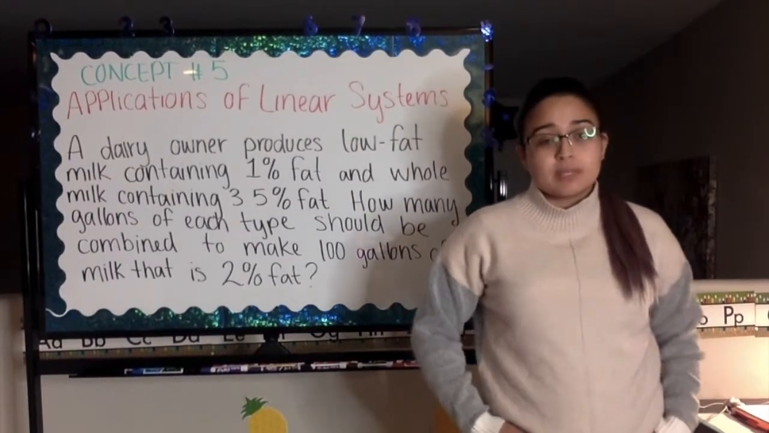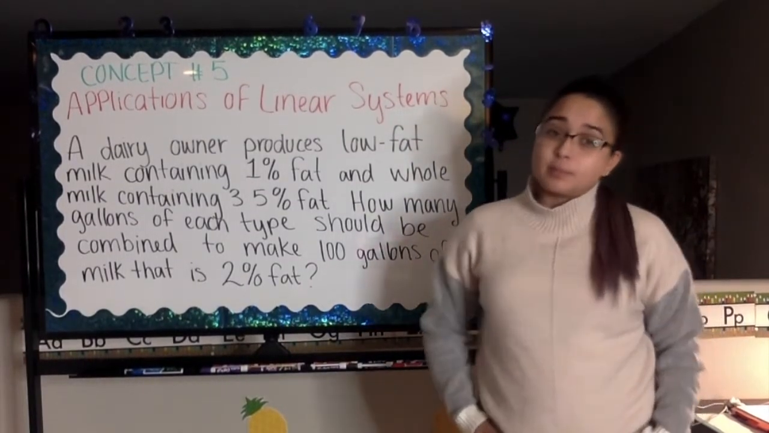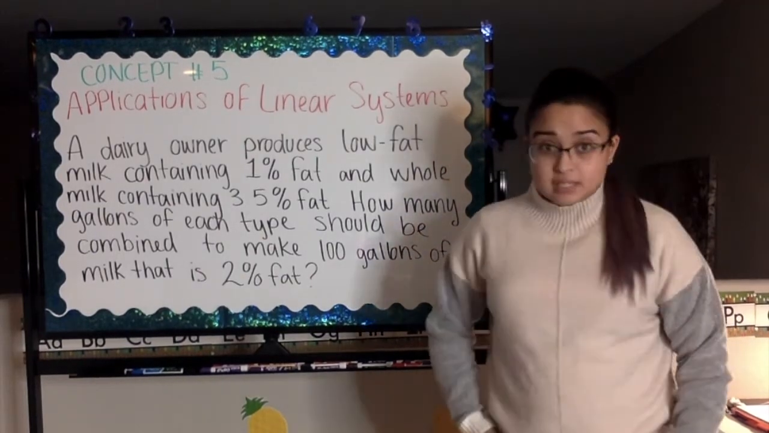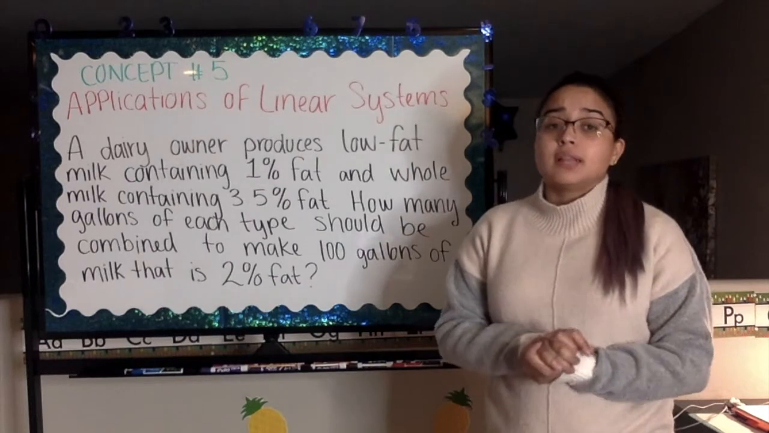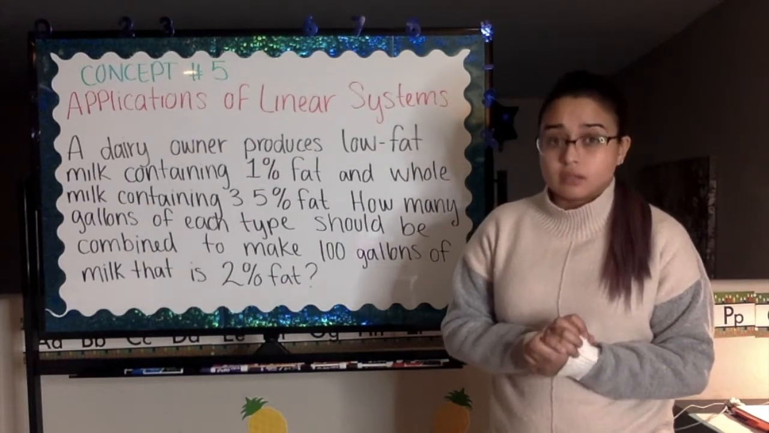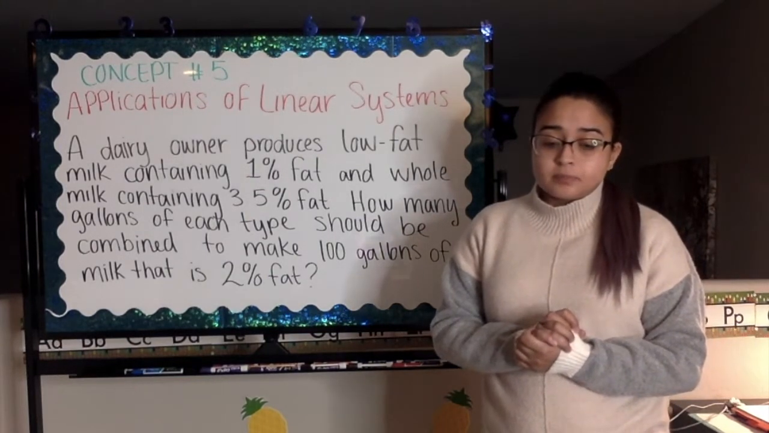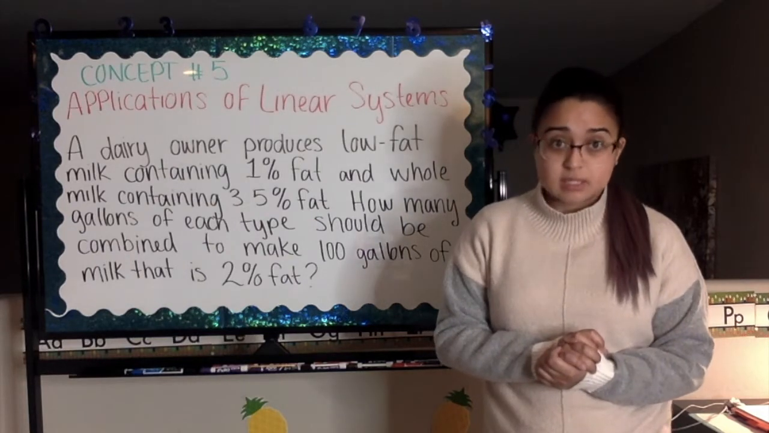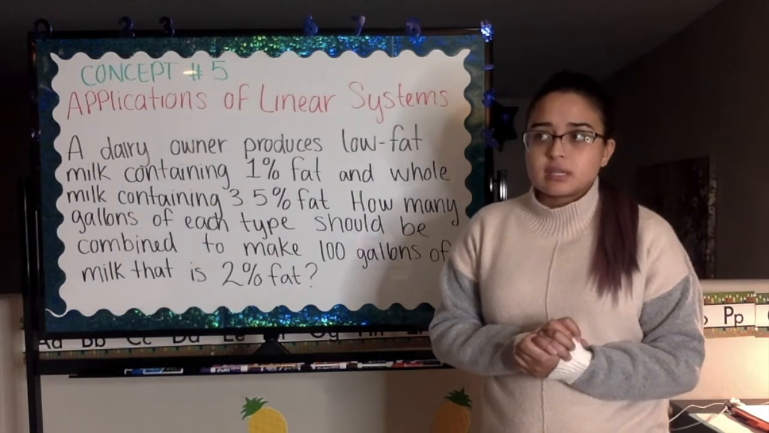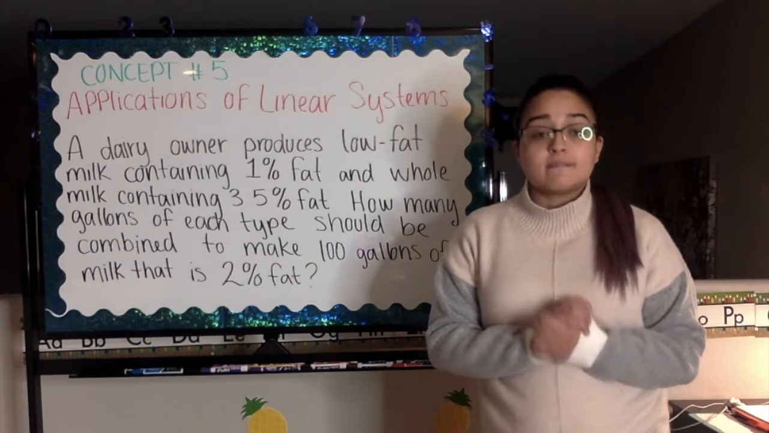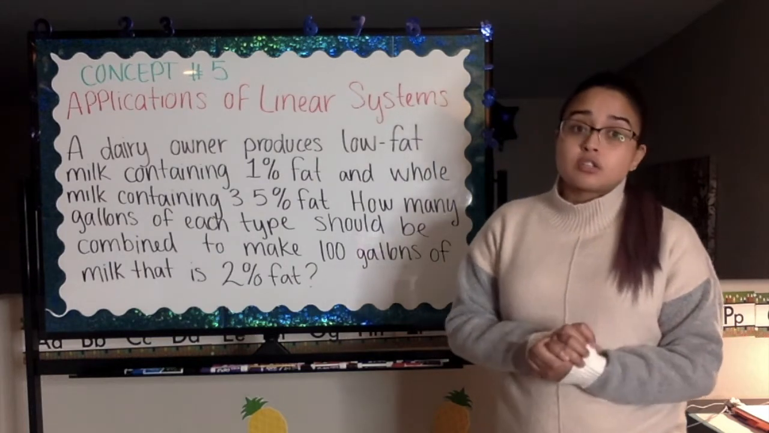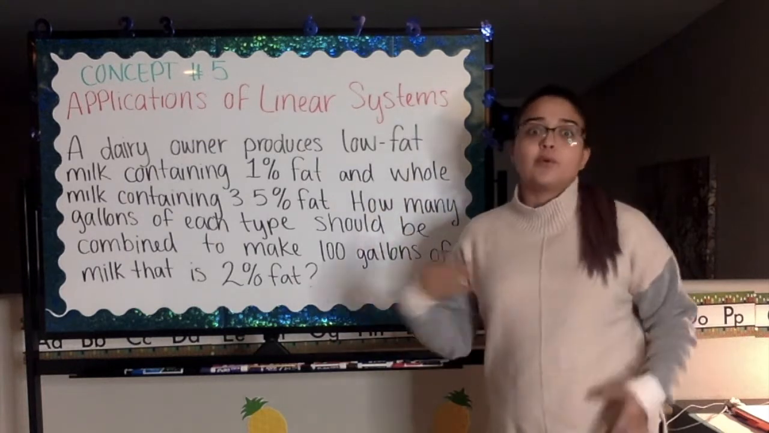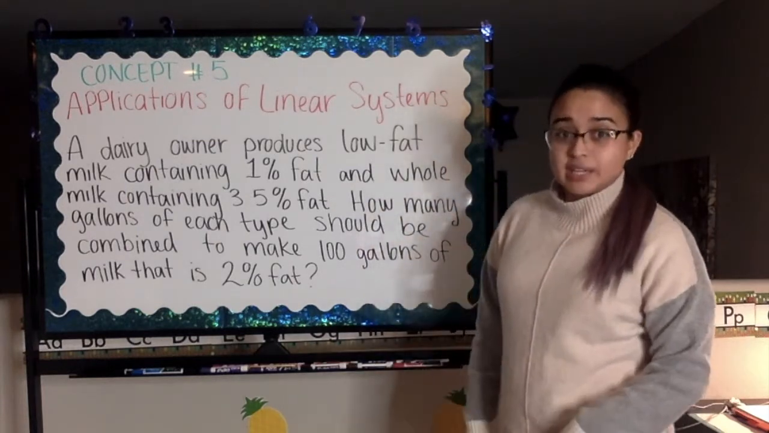Today we're going to be continuing with concept number 5, which was applications of linear systems. In last class we focused on solving for break-even points, which was for businesses. In this case scenario, we are actually involving mixtures. So this is how we would go about it in this case, okay?